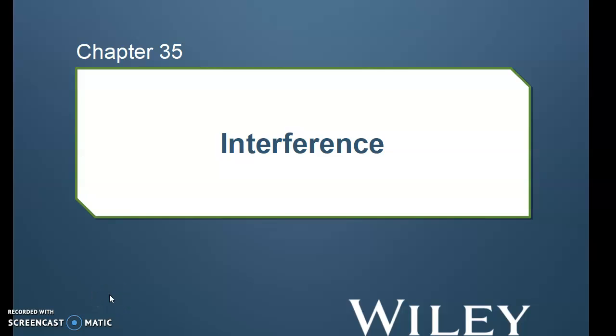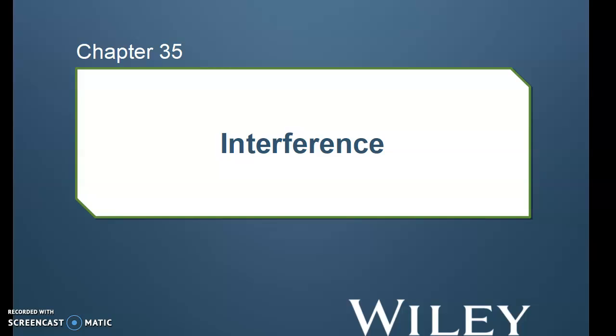Okay, we're starting on Chapter 35, Interference, this week. And just before I go on about that, the homework problems for this particular chapter are numbers 4, 16, 21, 31, 33, 39, and 79. I'll repeat. Homework problems are 4, 16, 21, 31, 33, 39, and 79.